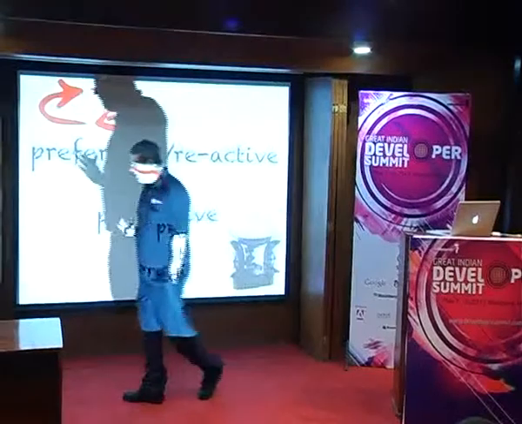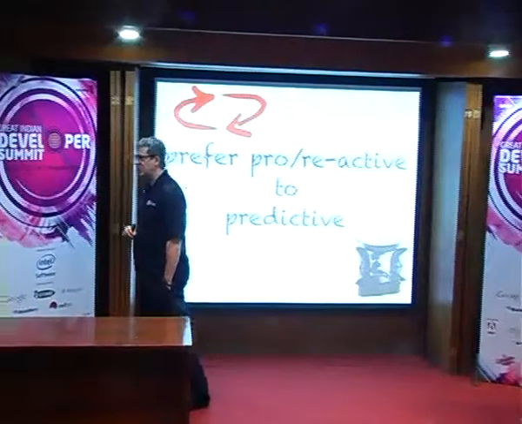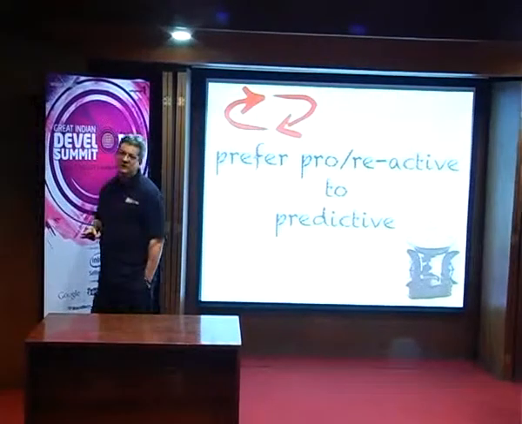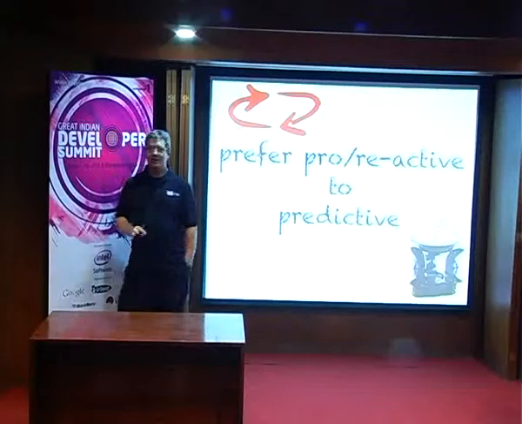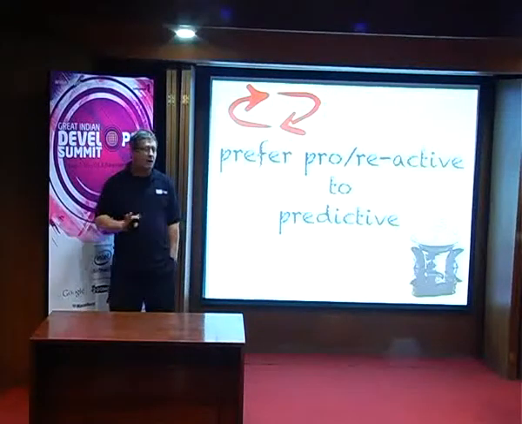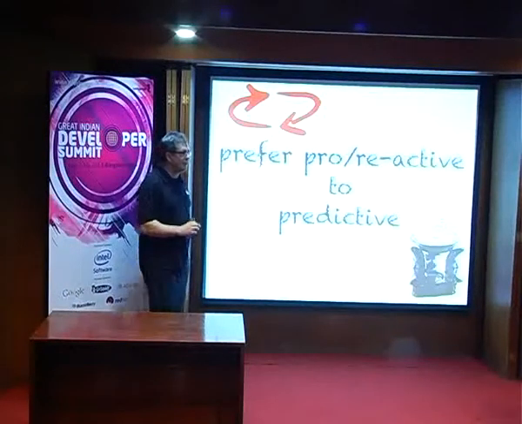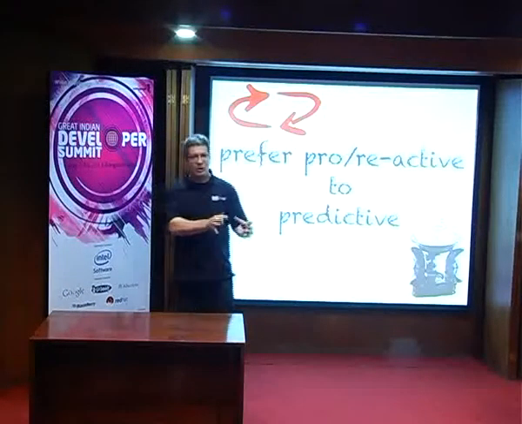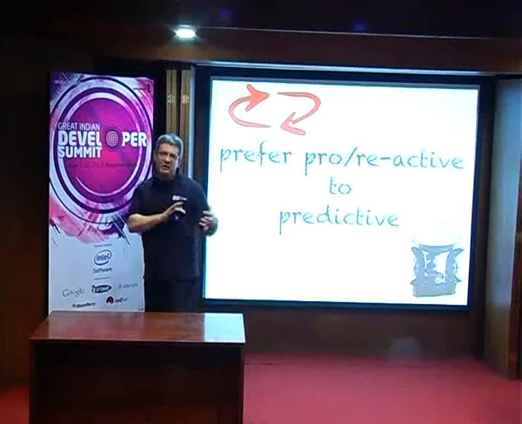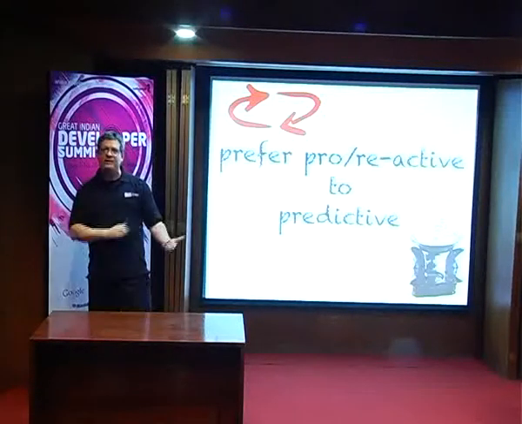Prefer proactive and reactive to predictive. What big design up front is trying to get you to do is predict what's going to happen, which is doomed to failure. Instead, be proactive. Try to look for the last responsible moment. Try to pay attention to what's going on in your code base. And during development, be reactive when things happen.